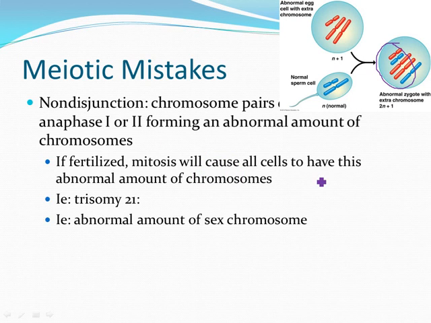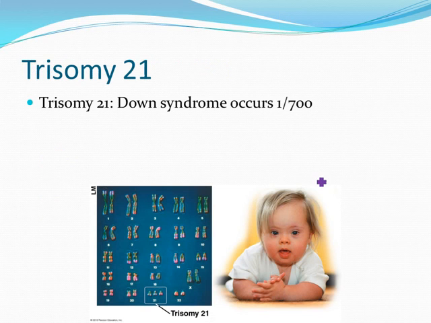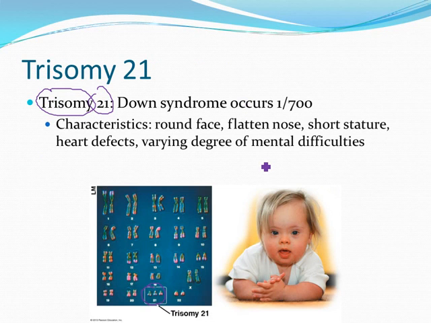Another one is the abnormal amounts of sex chromosomes. In most case scenarios, these fertilized cells die off. Okay, so they're not going to produce a functioning human at the end. However, trisomy 21, we do actually have that occurring. Trisomy 21, like the name implies, there's 3 chromosomes of chromosome number 21, as shown over here. There's 3 of them. So this is someone with Down syndrome. It does occur 1 out of 700 births.